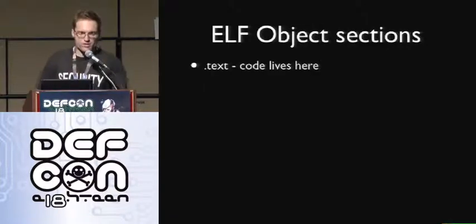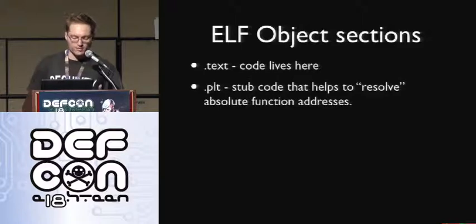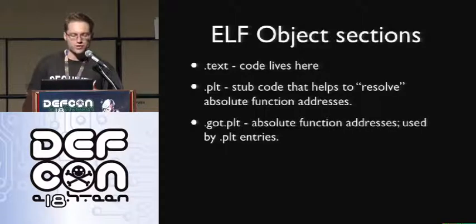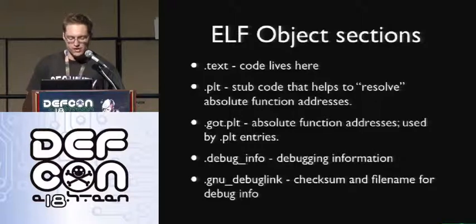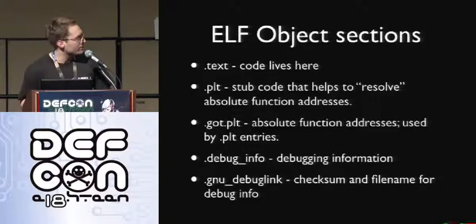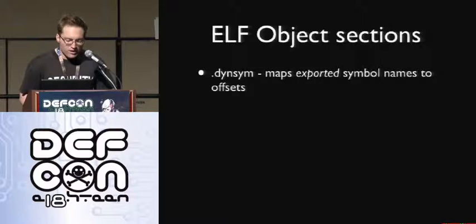So a couple sections that are important to know about. You have the text section where code lives. You have the PLT section. This is stub code that helps to resolve absolute function addresses. The GOT PLT, this is where absolute function addresses are stored, and these are used by the PLT entries. There's also a couple debugging sections, debug info and GNU debug link.